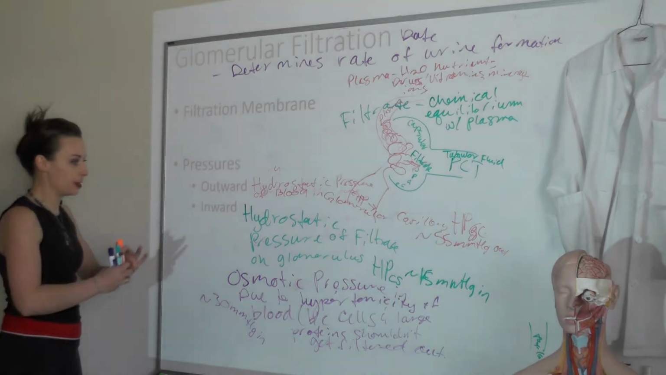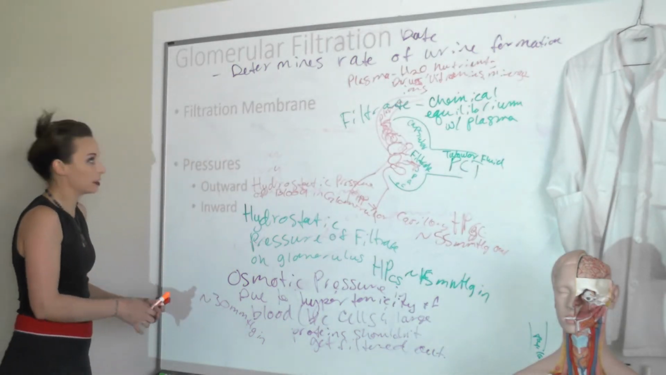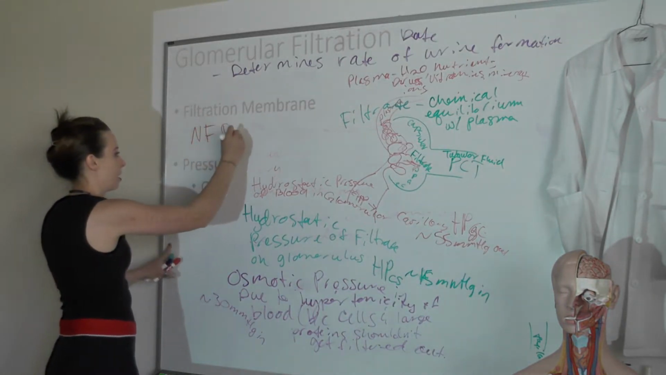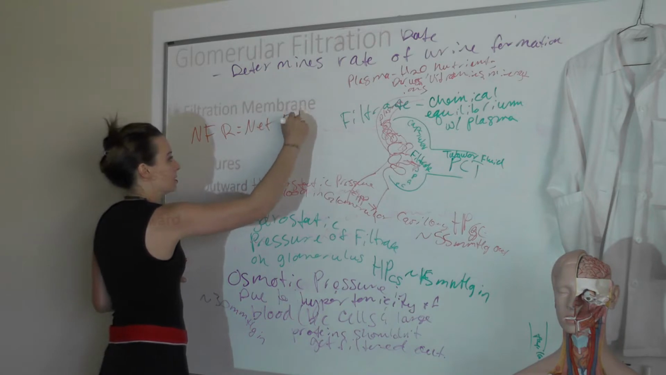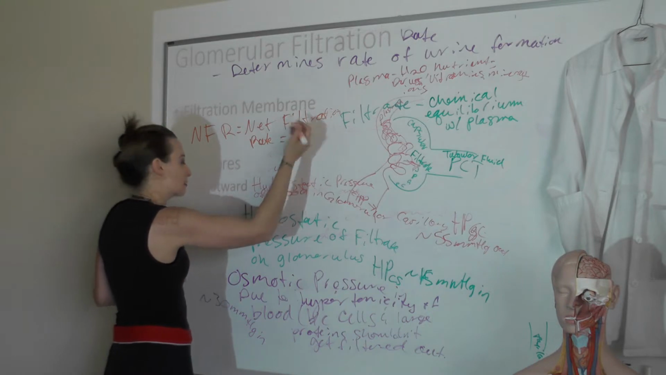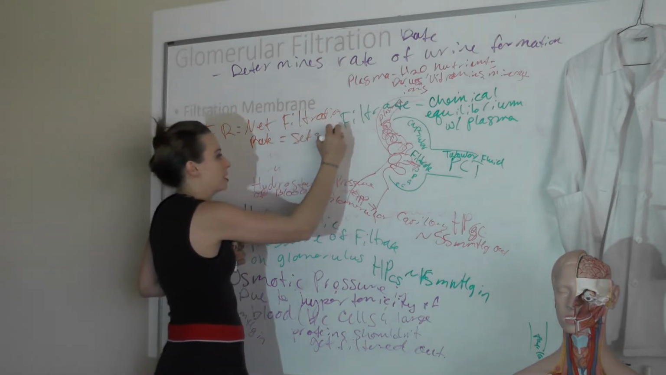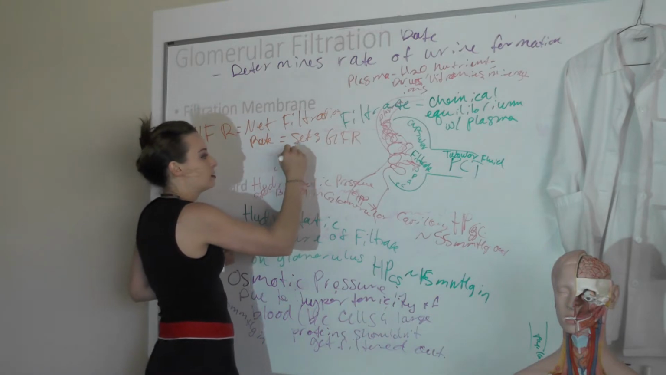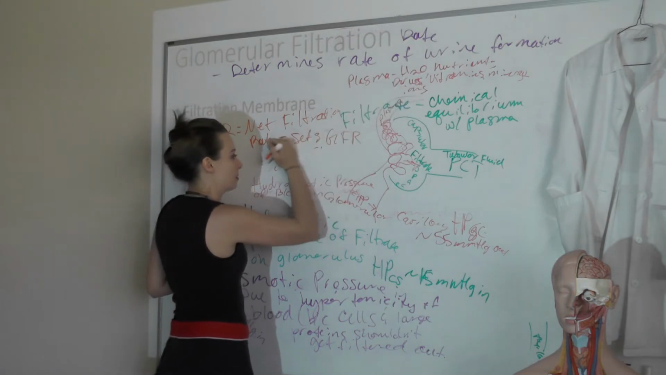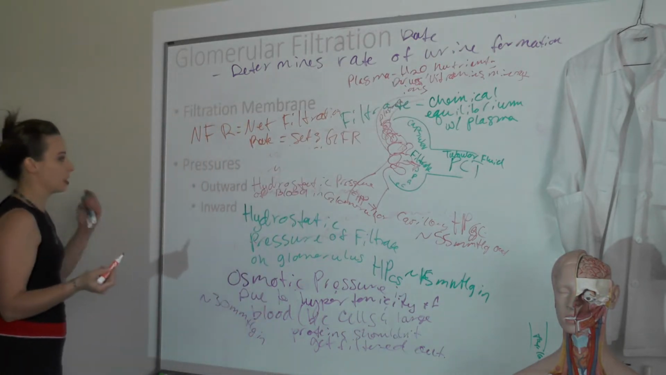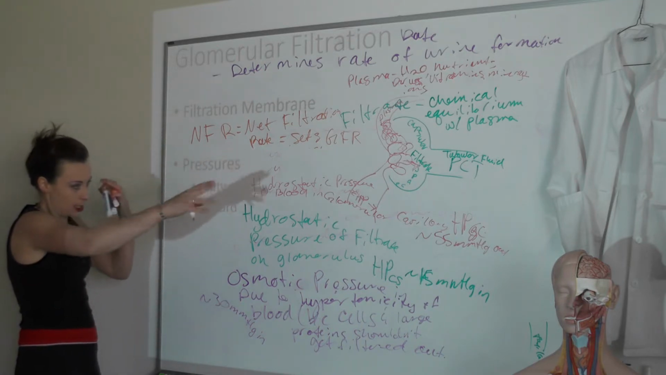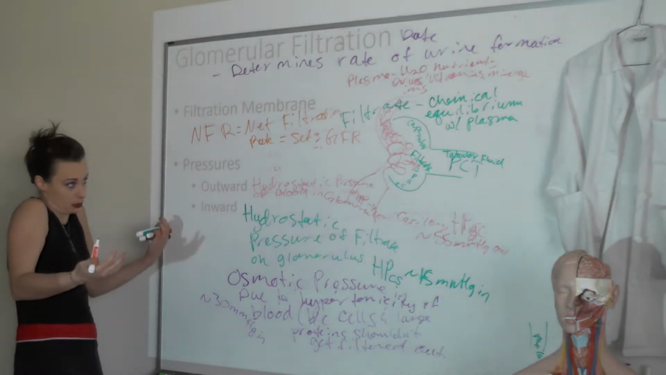So then, if we take all of this into consideration, we get what's called our net filtration rate. NFR is our net filtration rate. And you could think of it as setting our glomerular filtration rate, GFR, and this is most important for setting the rate of urine formation, which I already wrote up there, so I'm not going to write it again. Okay, so our net filtration rate, how can we calculate this? Well, we take our outward pressure and subtract the inward pressure and figure out what we are going to get.